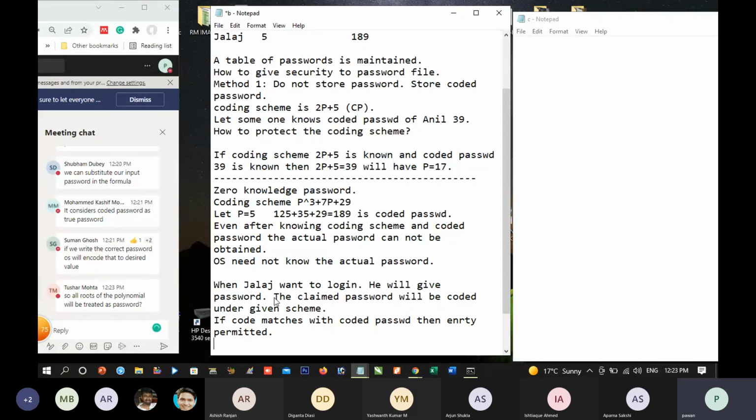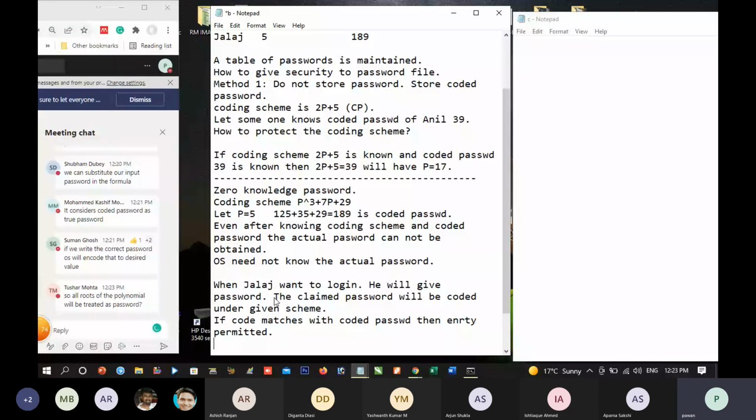The OS stores the coding scheme and the coded password. When someone wants to enter, he will give his claimed password. The claimed password will be coded under the given coding scheme.